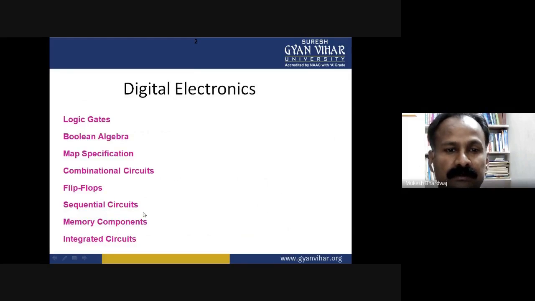in the subject we are going to cover the topics that are logic gates, Boolean algebra, specification, combinational circuits, flip-flops, sequential circuits, memory components, integrated circuits.